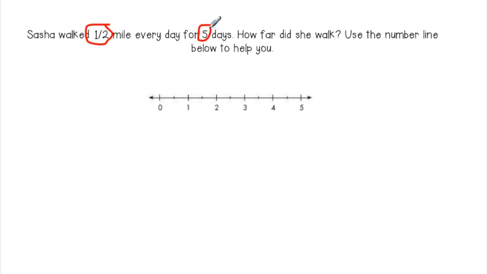I'm going to underline the question. How far did she walk? I'm going to box any key numbers. So we have mile. I'm going to box every because I know that she walked every day, not every other day. I'm going to eliminate anything that I don't need. And then I'm going to solve.